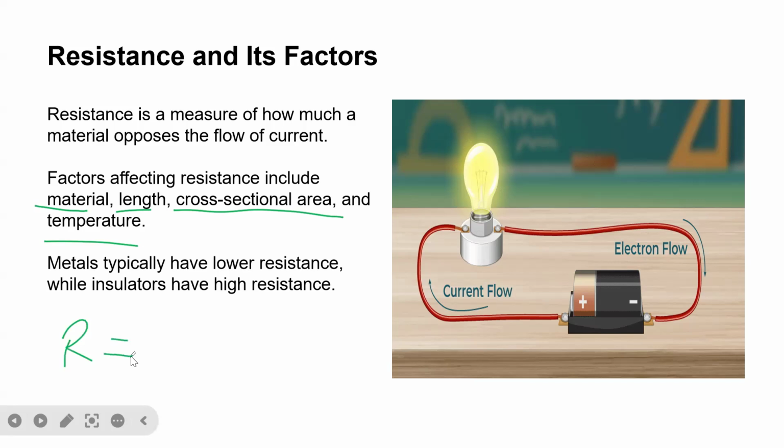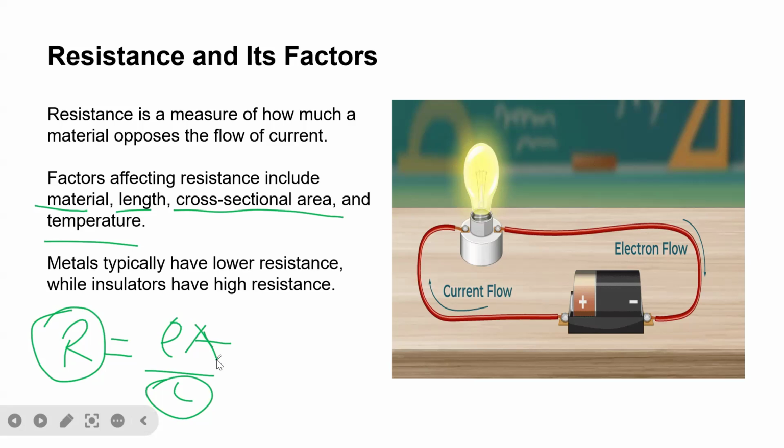There is a formula that says R, that is resistance, is equal to rho L all over A, where L is the length. It means that the higher the length, the higher the resistance, and the lower the length, the lower the resistance. And then the area, that is the cross-sectional area. It means that the higher the area, the lower the resistance. So it's an inverse relationship.